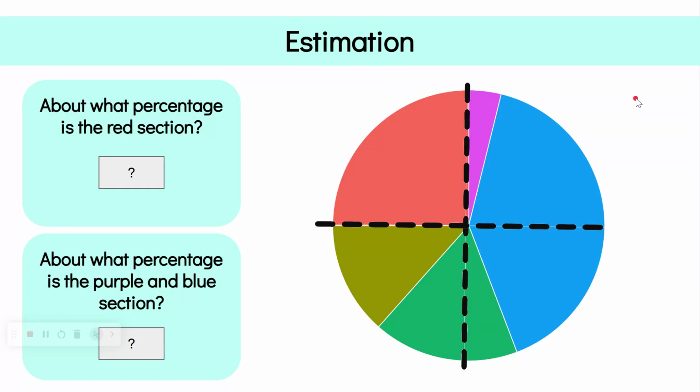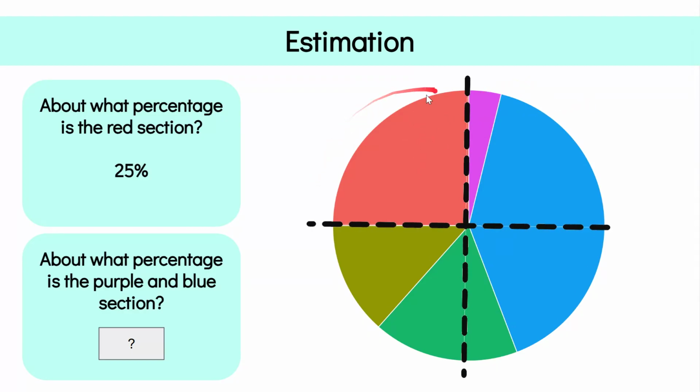Quarters are also a pretty standard estimation here. A quarter is worth 25 cents. That is 25%. So what percentage is the red section? The red is exactly a quarter. About what percentage is purple and blue?